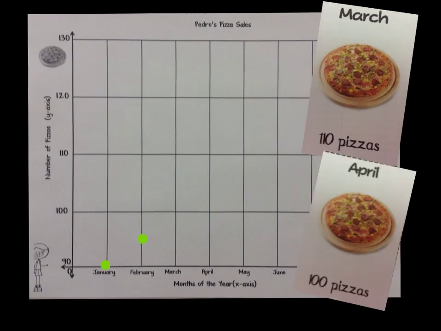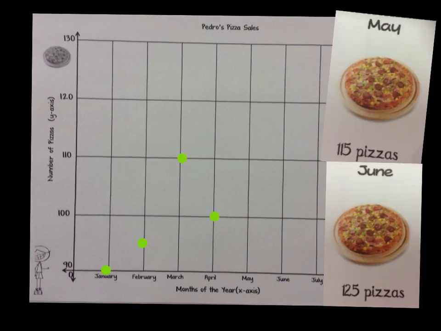All right, third grade, over to the side right here are the two task cards that you're going to need to graph March and April. So why don't you take a second, pause the video if you need, and then go ahead and graph March at 110 pizzas and April at 100 pizzas.